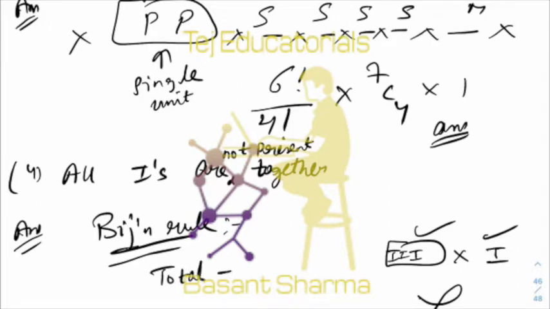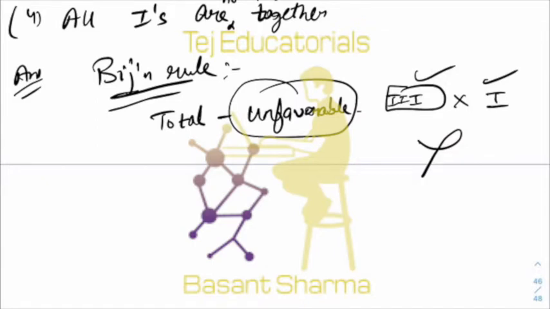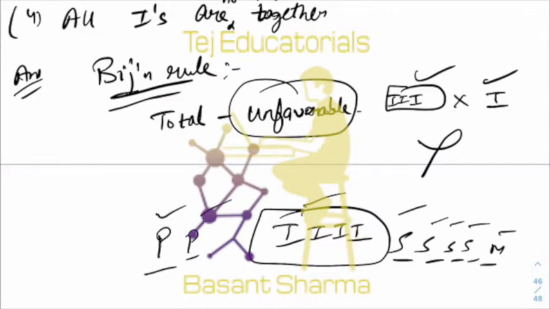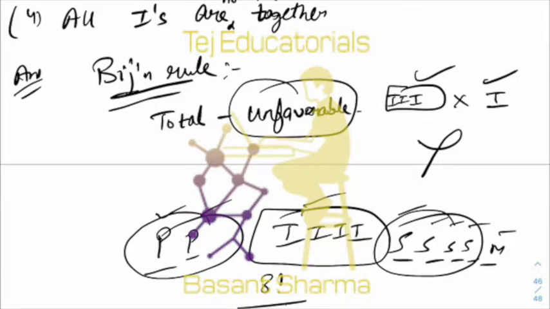much easier to apply in this case, because all you have to do for the unfavorable cases is make a block of four I's. And how many words can you form if the four I's are together? Well, you have P here, four S's here, and one M here. So you have 1, 2, 3, 4, 5, 6, 7, 8 objects, out of which 2 are alike and 4 are alike of another kind. Okay, so these are the unfavorable cases.